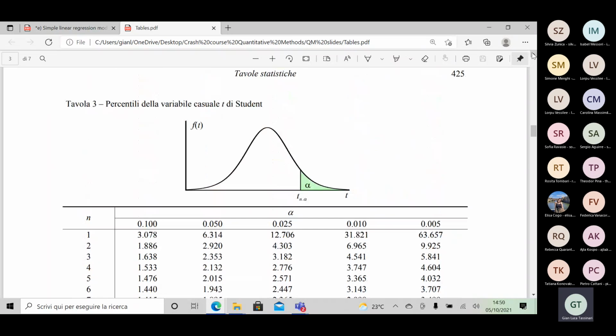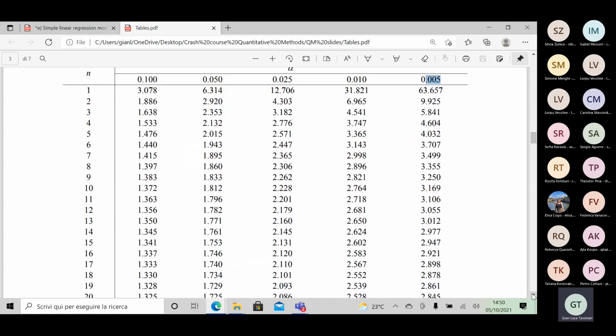We need to find the percentile of a Student's t with 18 degrees of freedom such that the green area is exactly 0.005. You see, so we are in the last column. Now you have to go below until you reach 18 degrees of freedom. So here you see 18 degrees of freedom. So the percentile or critical value is this one, 2.878. Remember that the Student's t is symmetric, so you have two critical values, and the other one is simply the same, but with the sign minus. So we have two critical values, minus this number and plus this number.